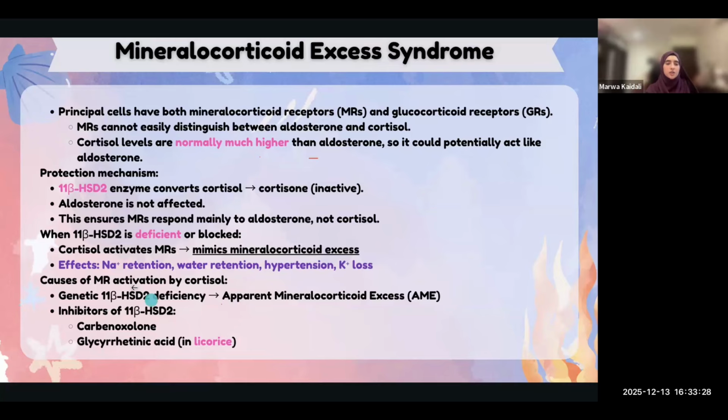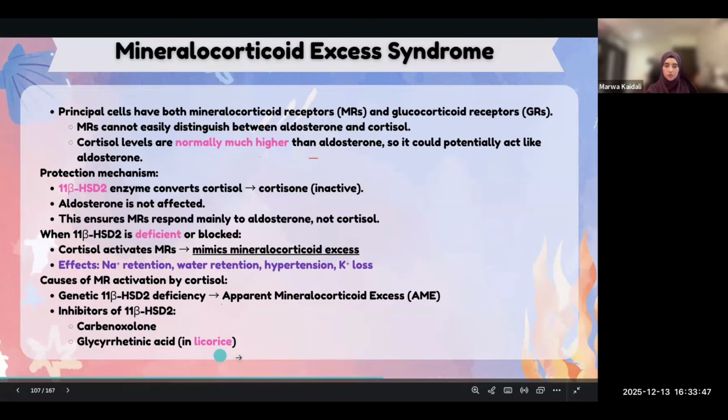Now, a few causes of the deficient enzyme. Firstly, we have a genetic deficiency of this enzyme, and secondly, there are a few things that can directly inhibit this enzyme. An example of that is carbenoxolone. Carbenoxolone is a drug that can inhibit this enzyme.